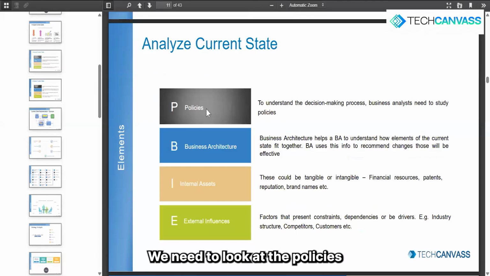We need to look at the policies. Could be HR policies or any other policy that may limit the change. So imagine an example, your HR policy. Look at the time of COVID. You started with a new project, but the HR policy says that you have to come to office. Now, post-COVID, people are asking, no, we want 50% work from home, right? So look at your policies. Are they limiting?